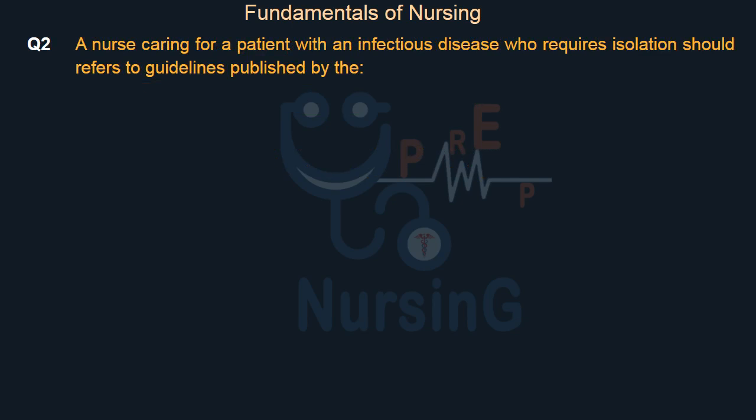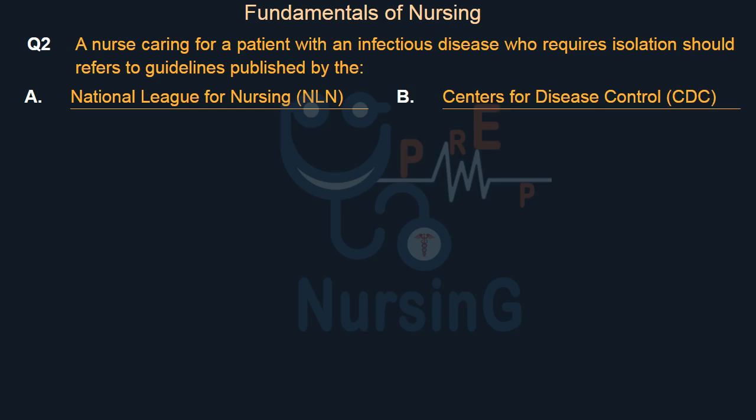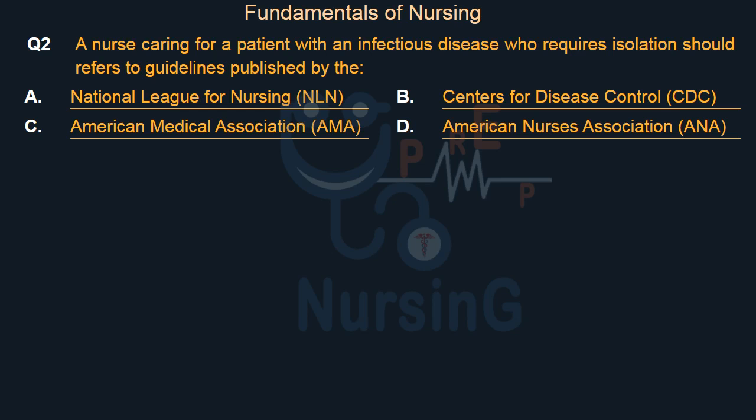A nurse caring for a patient with an infectious disease who requires isolation should refer to guidelines published by the Option A. National League for Nursing, NLN. Option B. Centers for Disease Control, CDC. Option C. American Medical Association, AMA. Option D. American Nurses Association, ANA.